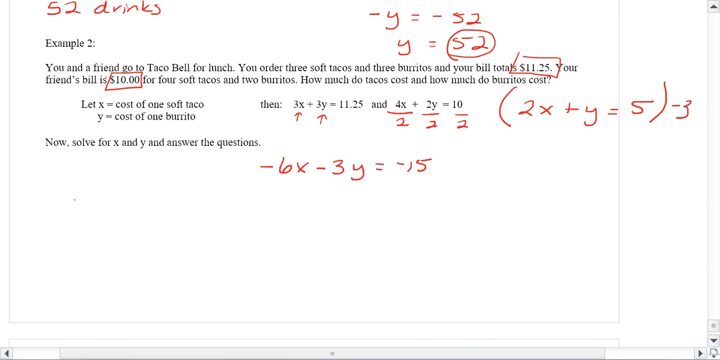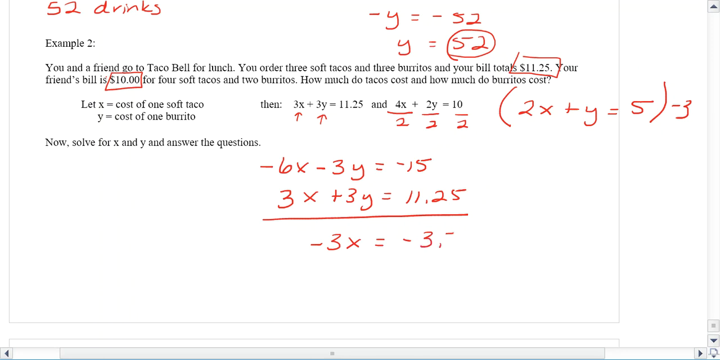So this is what would be resulting, and then I'm going to put the other equation below it, and I have this set up nicely so that the y's will drop out. So draw the line and add straight down, and I get -3x is equal to -$3.75. Dividing both sides by -3, I get x is $1.25. So now I know half the answer. I know that the tacos cost $1.25.